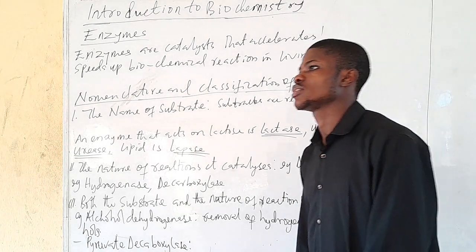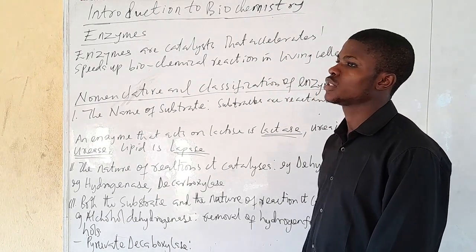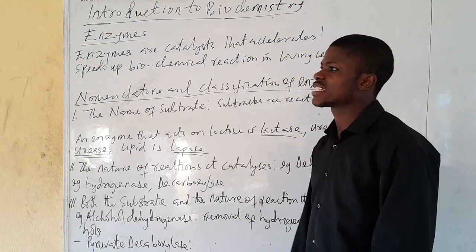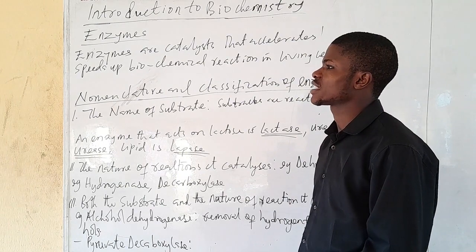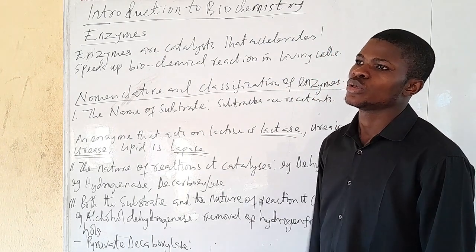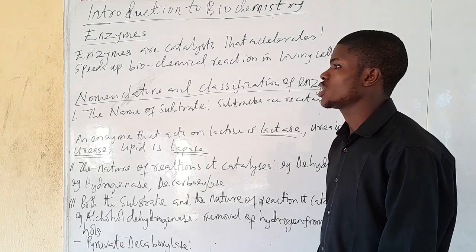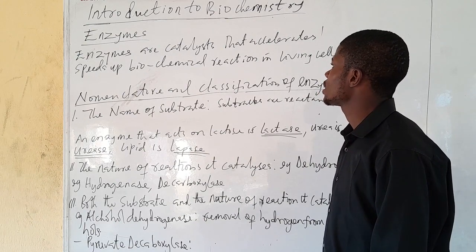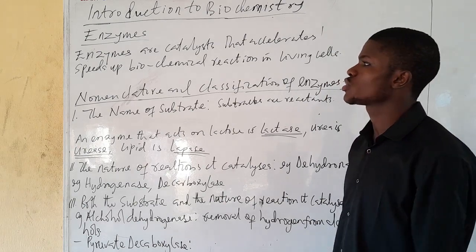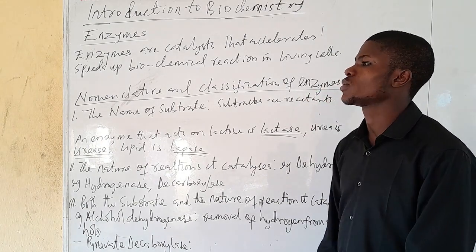So when you're asked in your exams to define enzymes, you know that they are proteins that act as catalysts. And you will know what catalysts are. They speed up, they bring about speed in chemical reactions. So enzymes are proteins that act as catalysts that accelerate or speed up biochemical reactions in living cells.